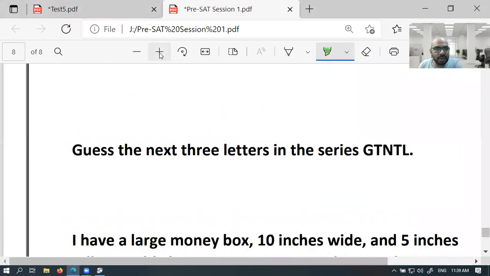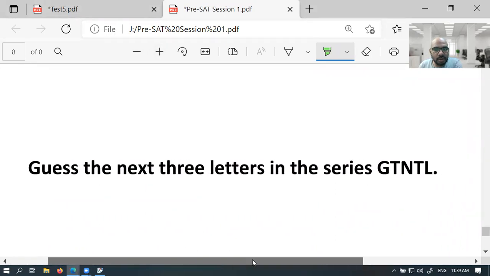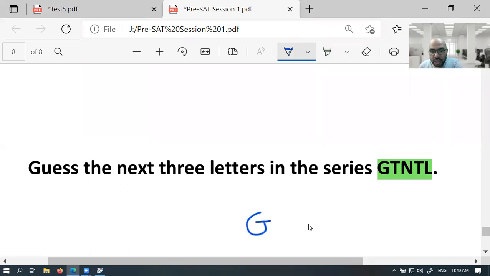This one, guys. Guess the next three letters in the series. This is a series, so there are still three letters. We want to complete it. So we have here GTNTL. We still have three letters. What are the three letters?